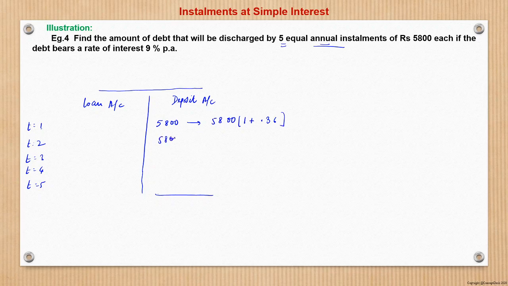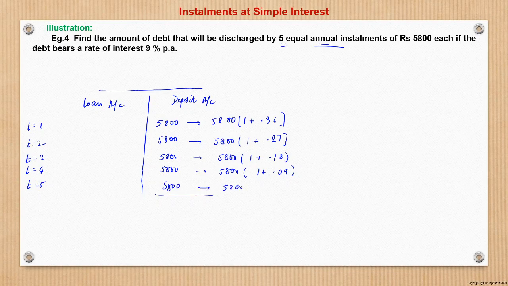Then again the second installment of 5800 will become 5800 into 1 plus 0.27, right? 0.09 into 3 at the end of the fifth year. Then the third installment of 5800 will become 5800 into 1 plus 0.18 at the end of the fifth year. Then the fourth installment will only earn for 1 year, so that will be 0.09. And the fifth installment of 5800 will remain 5800 at the end of the fifth year.